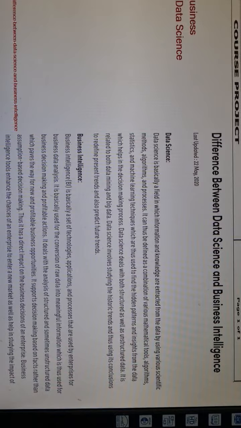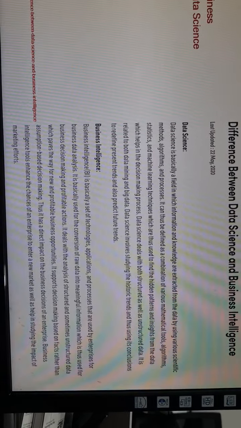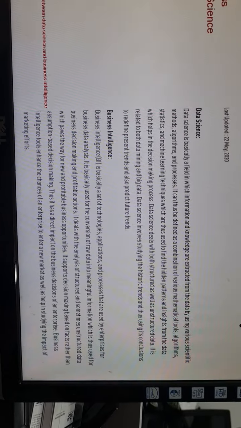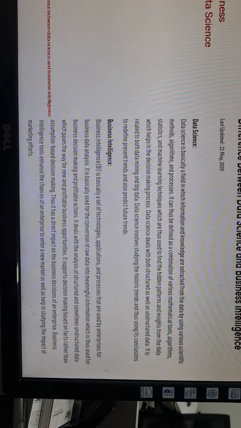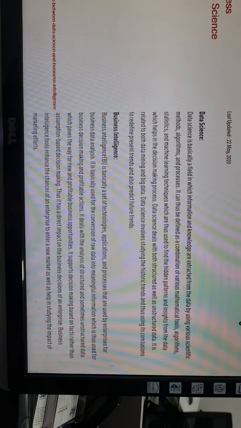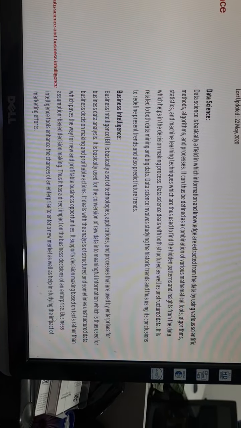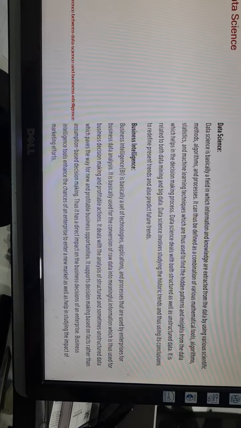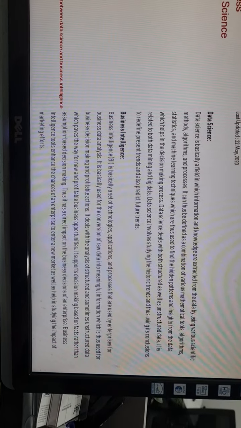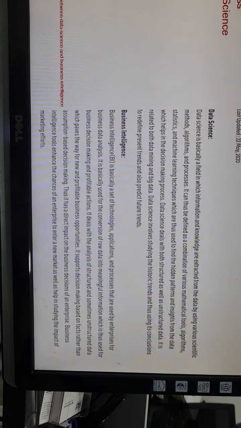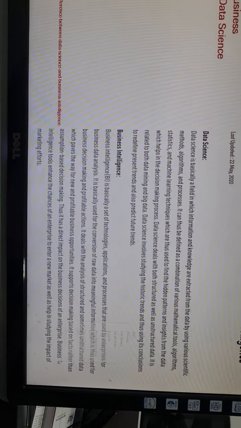It deals with the analysis of structured and sometimes unstructured data, which paves the way for new and profitable business opportunities. It supports decision making based on facts rather than assumption-based decision making. Thus, it has a direct impact on the business decisions of an enterprise. Business intelligence tools enhance the chances of an enterprise to enter a new market as well as help in studying the impact of marketing efforts.